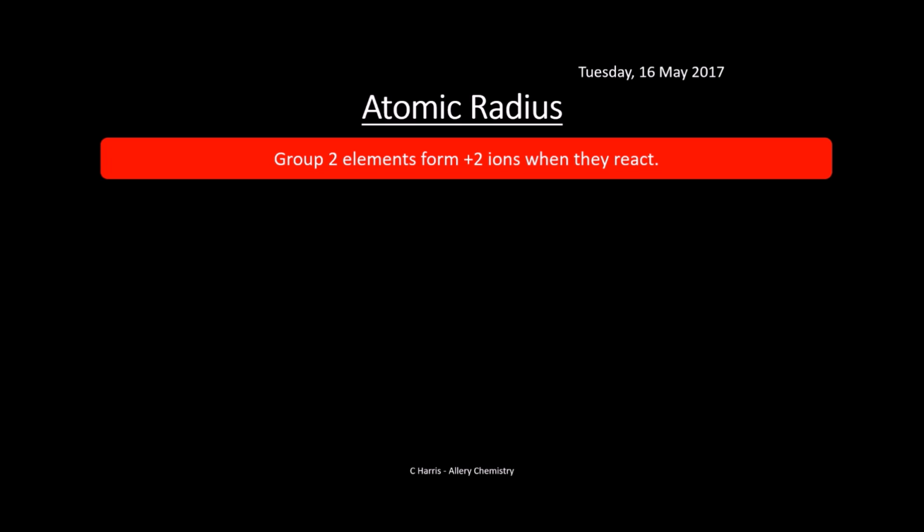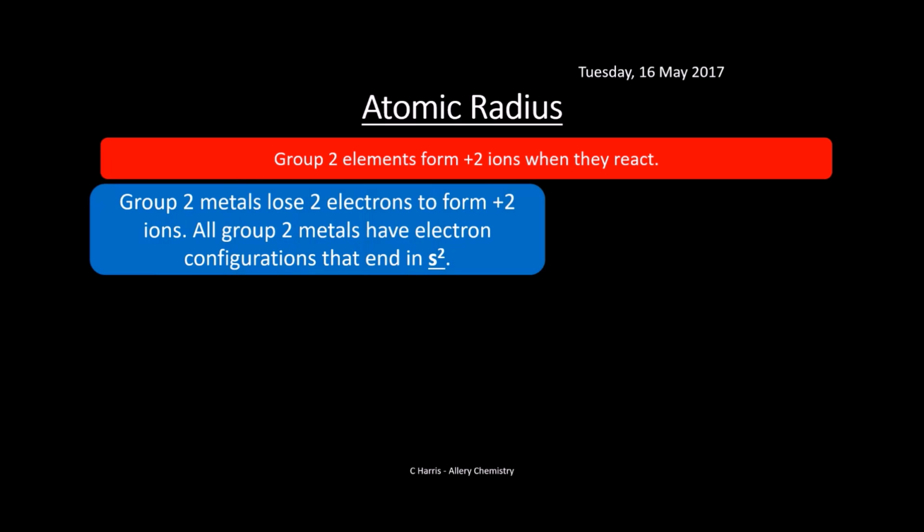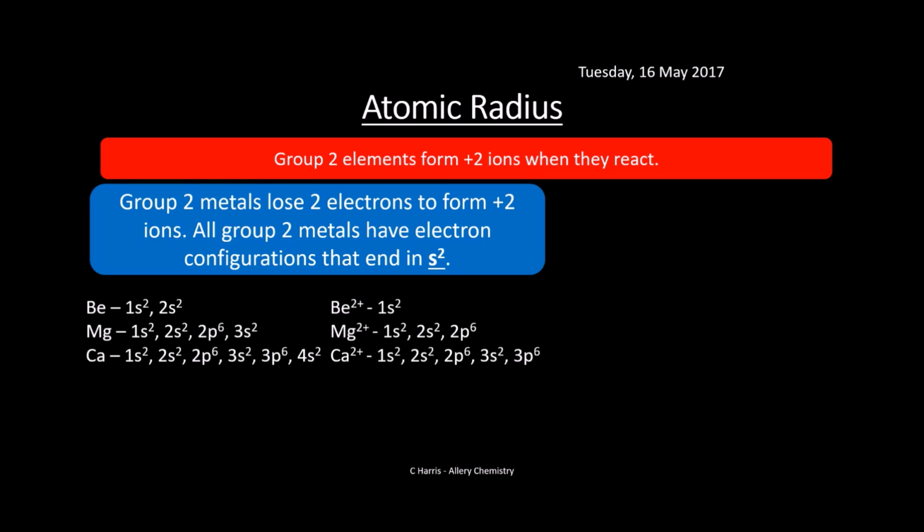Okay, so let's start by looking at atomic radius, because obviously this is about the periodic table. Basically, group 2 elements form +2 ions when they react. All group 2 metals lose 2 electrons to form +2 ions. All group 2 metals have electron configurations that end in S2, as you can see here. So all the ones circled here show that they all end in S2.